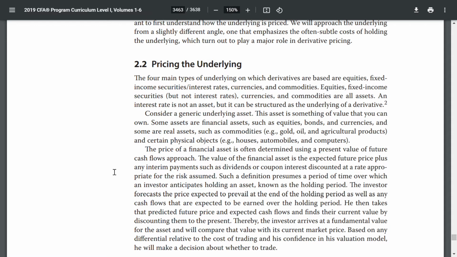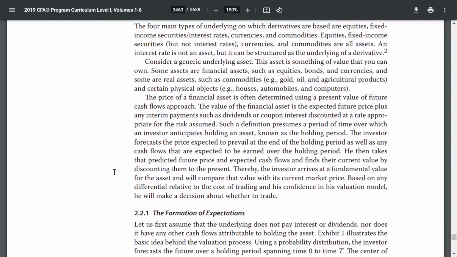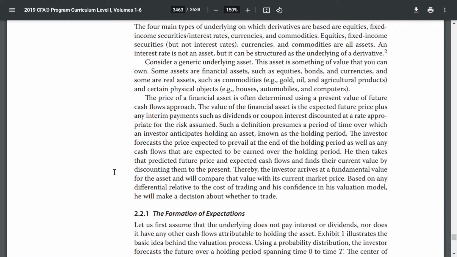The price of financial assets is often determined using a present value of future cash flow approach. The value of a financial asset is the expected future price plus any interim payments such as dividends or coupon interest, discounted at a rate appropriate for the risk assumed. Such a definition presumes a period of time over which an investor anticipates holding an asset, known as the holding period.